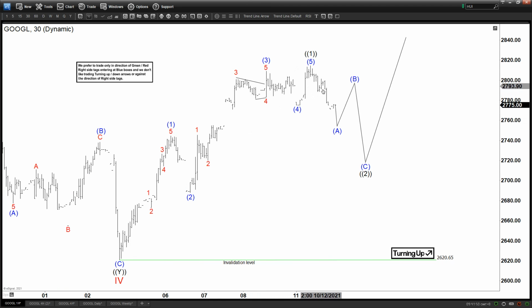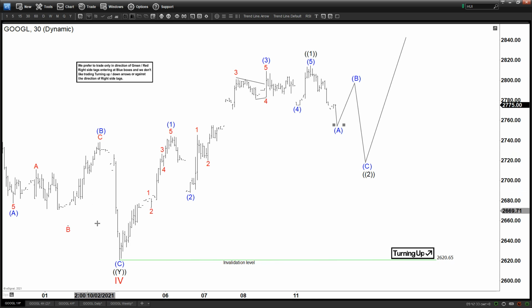So now we should be looking for a 3 waves pullback, which could still be only within the first leg of the 3 waves. From here we can see a rally and then another leg lower before the stock resumes higher again. An alternate, for example, can be that this is your A and B and this is your C, and then we just go up immediately to a new high. But the idea here is that as long as we stay above 2620, we could see more upside and eventually break above 2800 again in Alphabet.